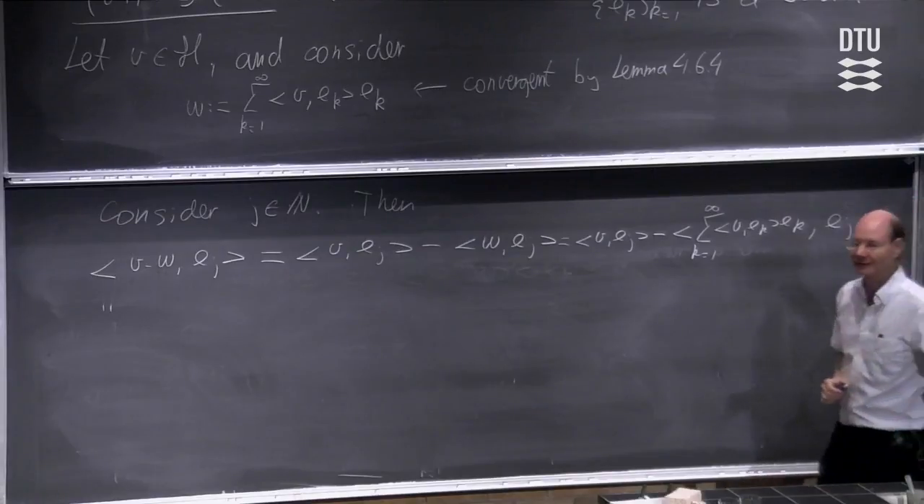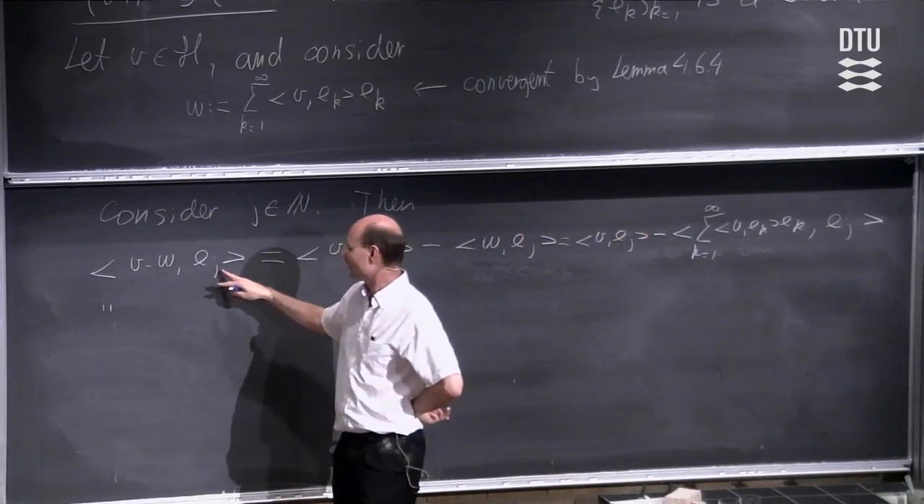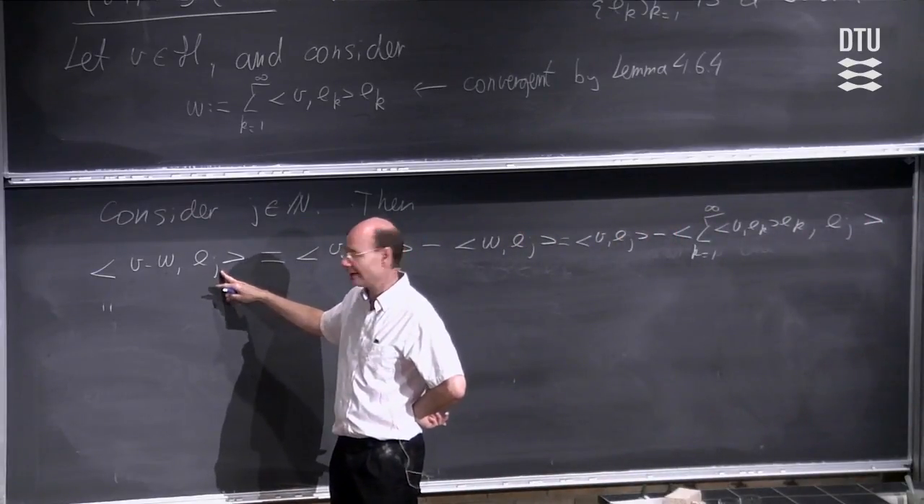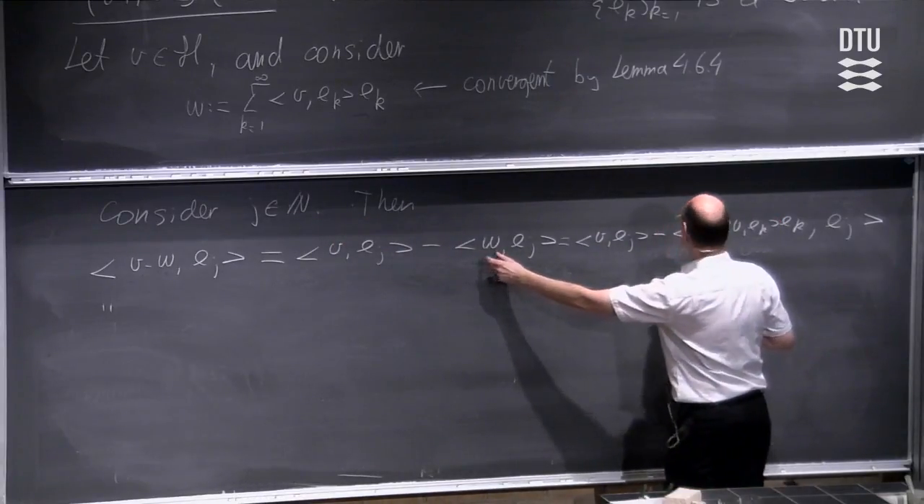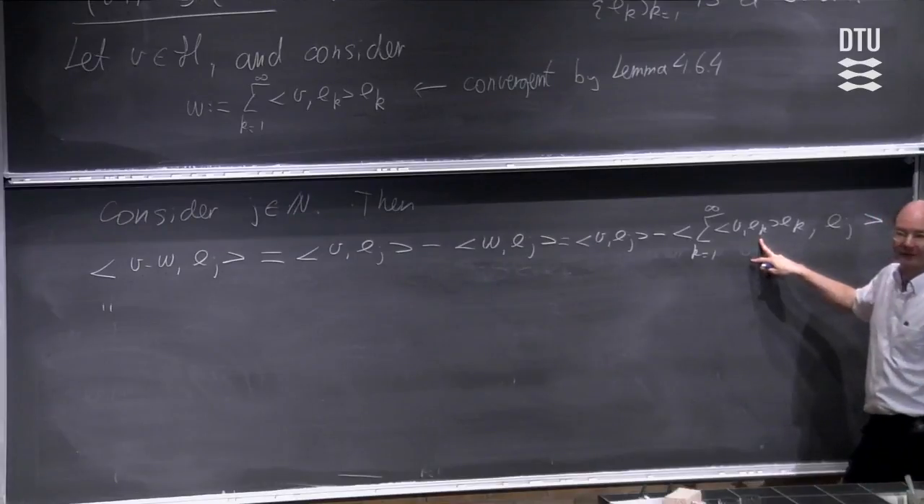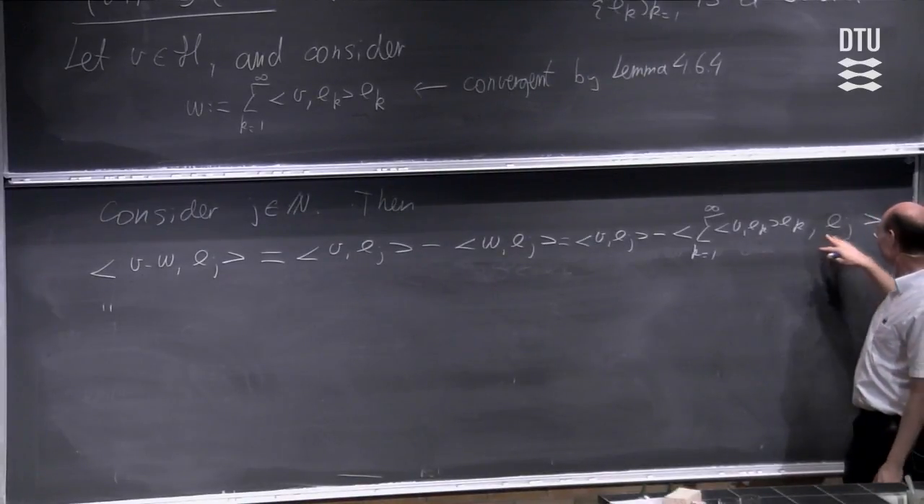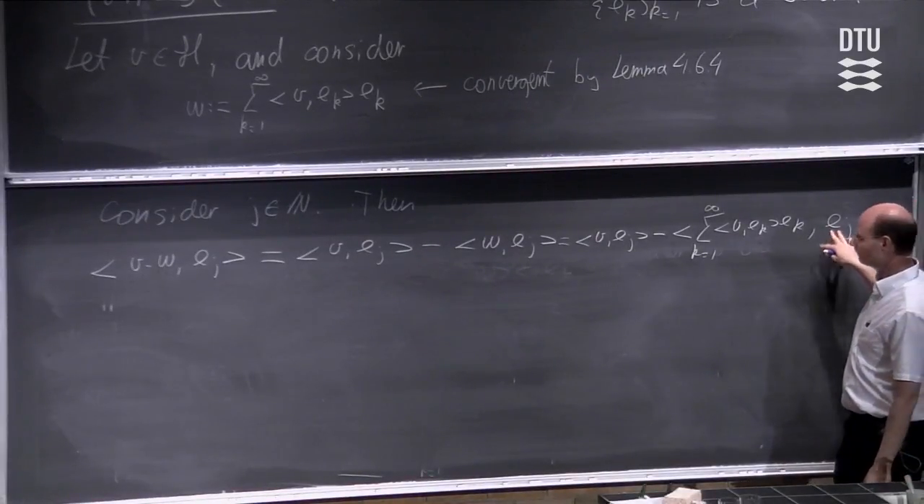Now you can see why I actually chose to take the inner product with EJ instead of EK. That's because when we put in the representation for W, it is in terms of some vectors that are called EK. So therefore I need to call it something else here.